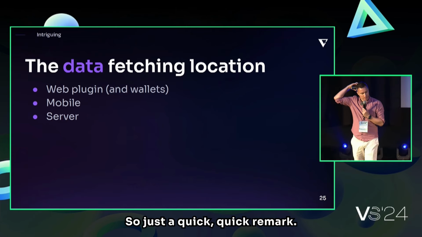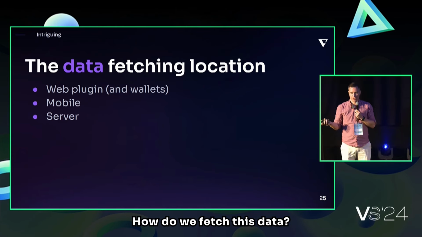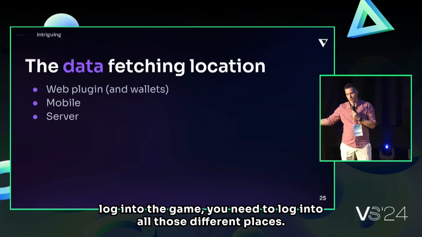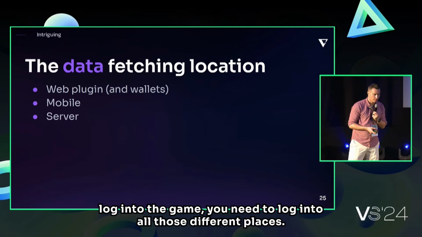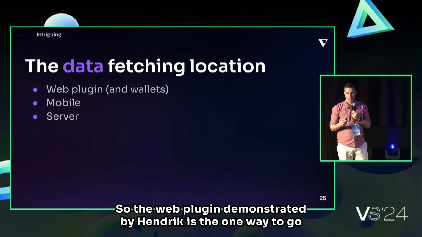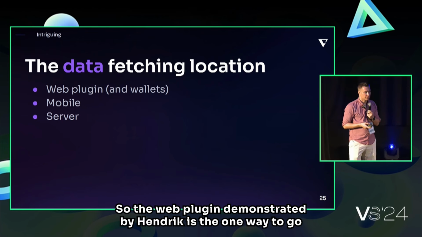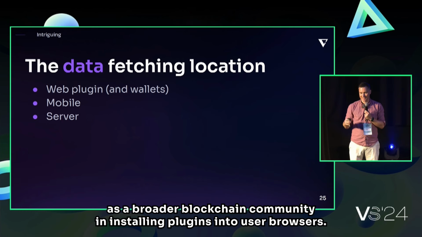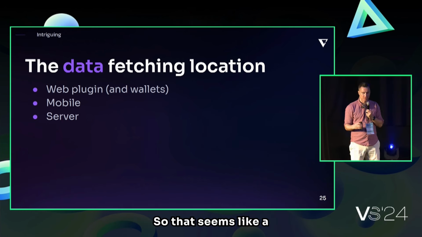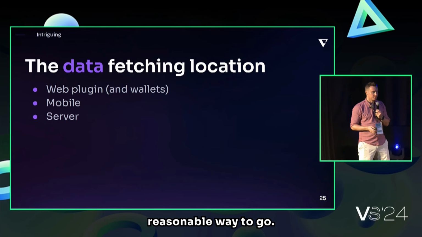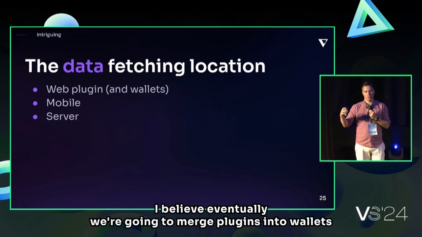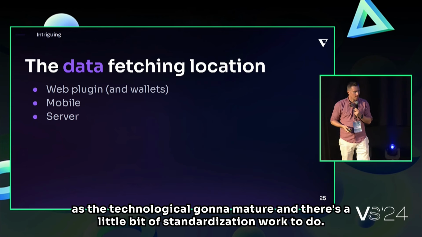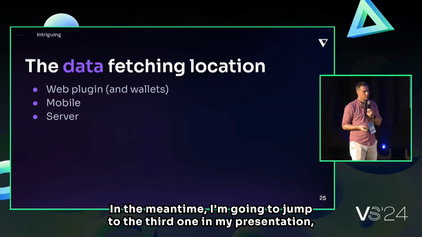So just a quick remark. How do we fetch this data? We need to log into the bank. You need to log into the game. You need to log into all those different places. So the web plugin demonstrated by Henrik is one way to go. And I think the nice thing about the plugin is we're already successful as a broader blockchain community in installing plugins into user browsers. So that seems like a reasonable way to go. I believe eventually we're going to merge plugins into wallets as the technology matures. And there's a little bit of standardization work to do in the meantime.